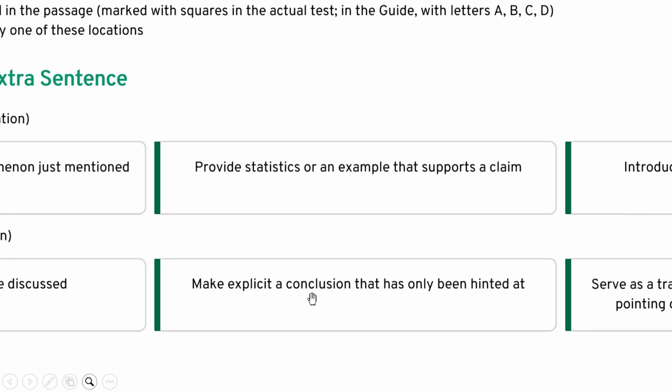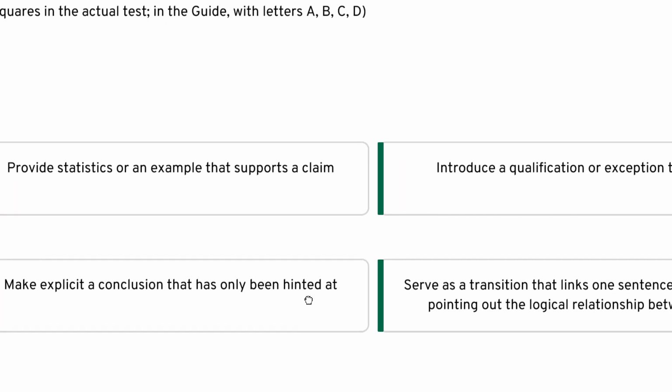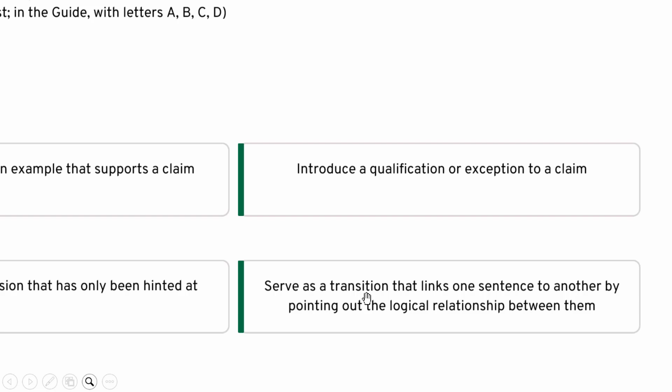Or often the new sentence will make explicit a conclusion that has only been hinted at, or it makes a logical conclusion out of what is already pointed at. So this is the second function, basically with the organization. And the third function, which is related to clarifying the type of organization, is that the new sentence will serve as a transition that links one sentence to another by pointing out the logical relationship between them. So that sentence we insert inside one of those options may work as a linking sentence to connect two different ideas, or two similar ideas, or to add a new point. So these are the common functions we may have.